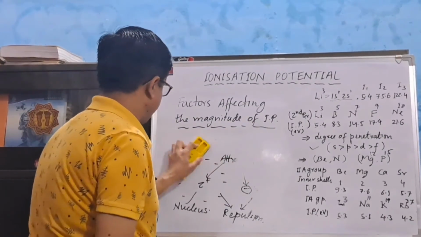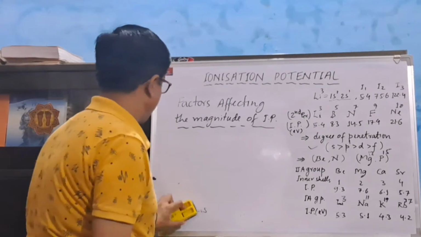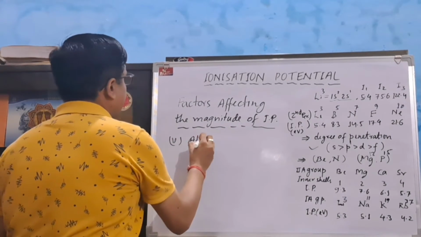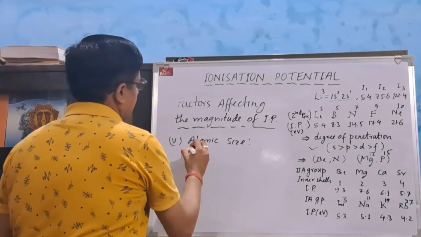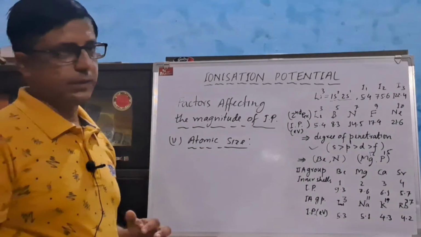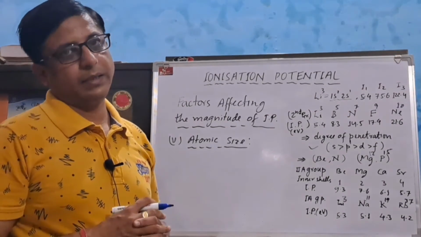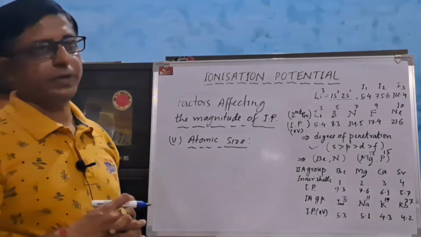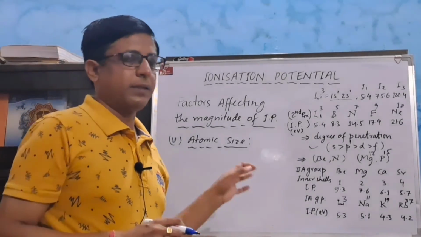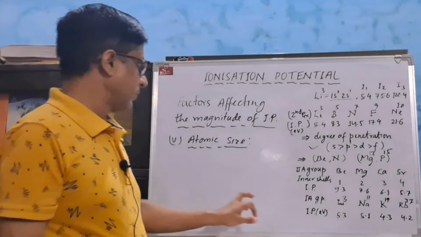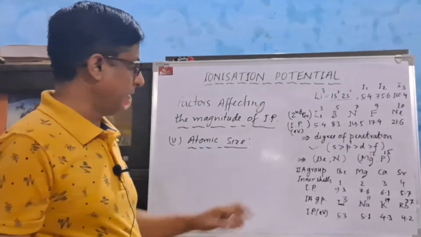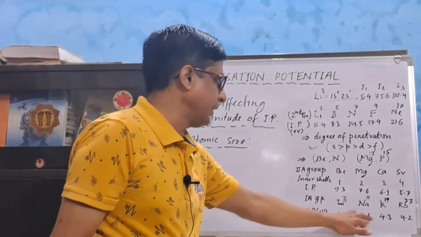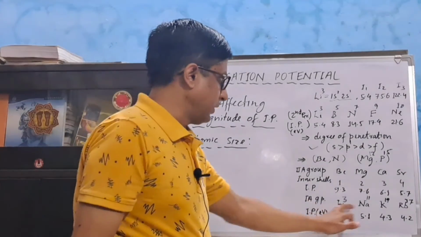Now, the fifth factor is atomic size. With the increase of atomic size, the distance between the nucleus and valency shell electron increases. Therefore, the electrostatic force of attraction decreases. Thus, it becomes easier to remove a valency shell electron, and thus ionization potential decreases. For example, if we take first A group, lithium, sodium, potassium, rubidium, alkali metals, then ionization potential decreases moving downwards from lithium to rubidium.